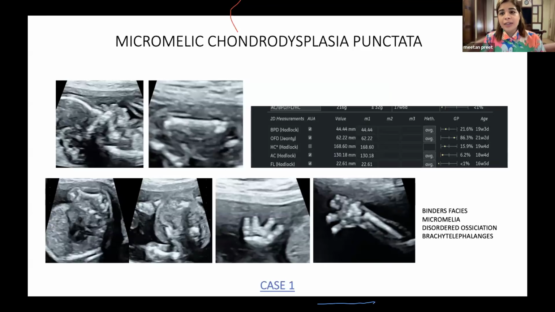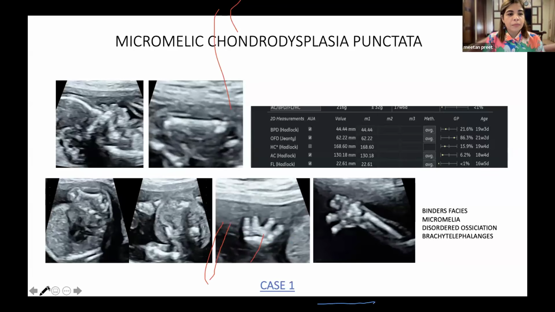Let me take you through an array of cases here. Case number 1, micromelic chondrodysplasia punctata. You see an obvious binder's phenotype here. You see short long bones, a very, very short femur, disordered ossification center at the proximal epiphysis site. You see a very short femur. On biometry, the humerus, again, very, very short. And you see disordered ossification sites here and there.